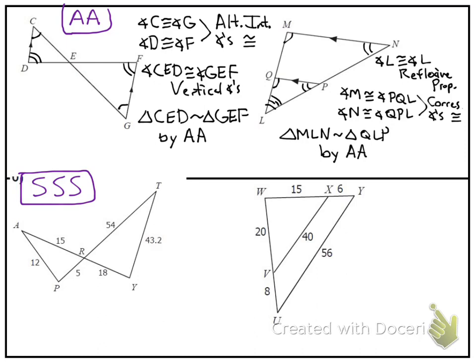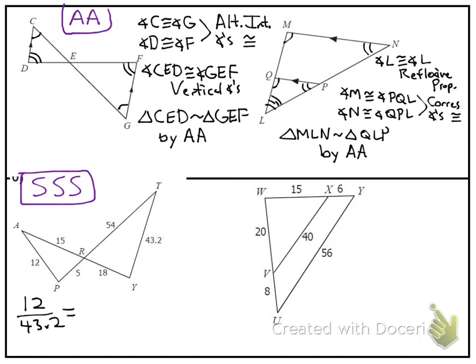So let's go down to side, side, side. For side, side, side, we have to show these sides are proportional. We have to show there exists a scale factor. Notice here we don't know any angles. We don't need them. So we need to show we have equivalent fractions. So first off, 12 over 43.2 is 2 matching sides that we have.